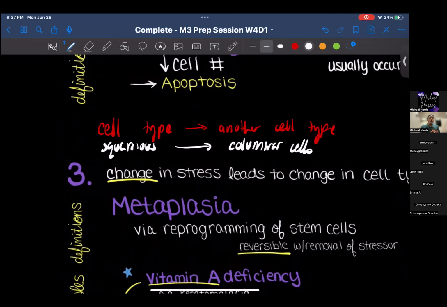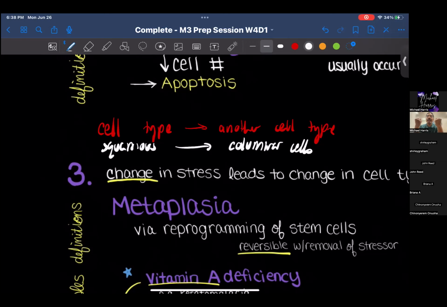Now, how do you remember if it is squamous to columnar or columnar to squamous? It's knowing what type of stress it is. For instance, if you had acid, do you think a squamous cell would be very good for that? Or do you think a mucus secreting columnar cell would be good for that? Acid. Columnar. Exactly. So that's the metaplasia that happens. You take squamous cells and you switch them to columnar cells that can handle the acid.